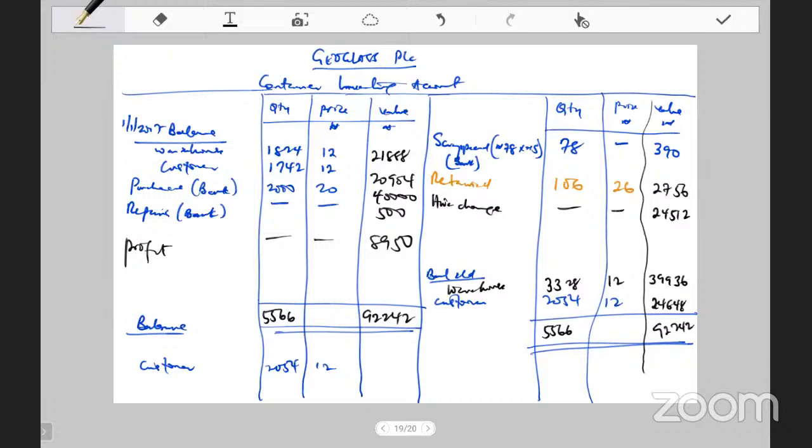92,242. So this is the second method that we have done. These are 12, 39936, 24,648. And then this 3328. Okay. Do you have any question? So that we can go to the third method. You can see same question, we are getting the same profit. Can I move to the third method?